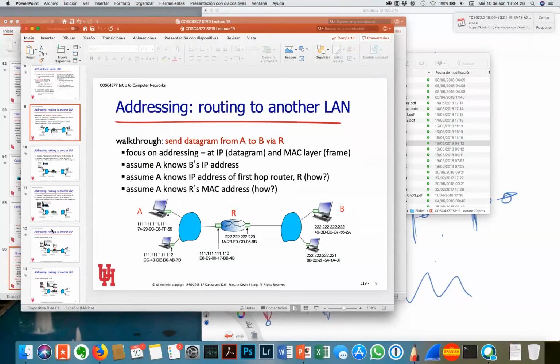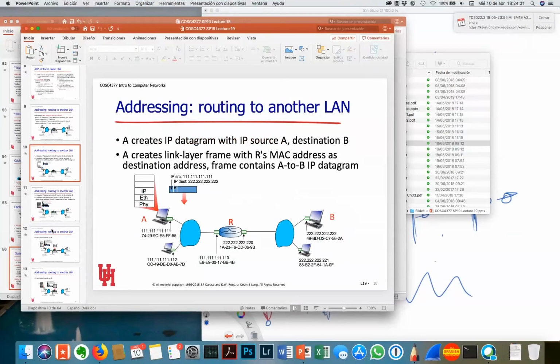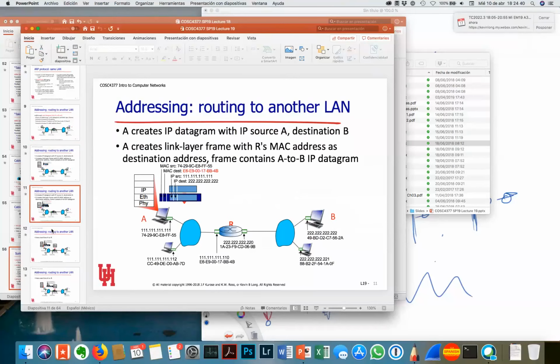And I'll send it out on the wire. I don't know B's MAC address, so I'm going to send a broadcast out. I can't continue on where I'm at right now. But if I knew the hardware address, where I would send this would be to the router.